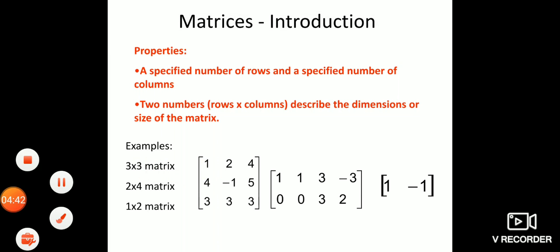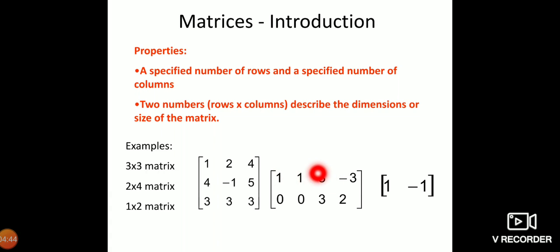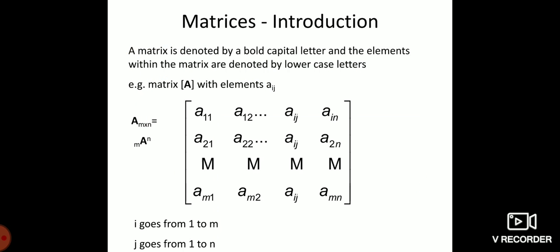Second example: see, this matrix has only first row and second row. In this matrix there are only 2 rows, and how many columns? First column, second column, third column and fourth column. That's why this matrix is of order 2 by 4. And lastly, only one row and 2 columns in this matrix. That's why this matrix is of order 1 by 2.